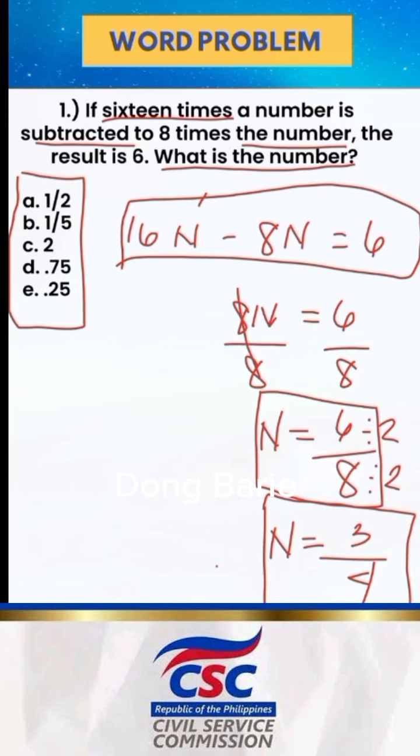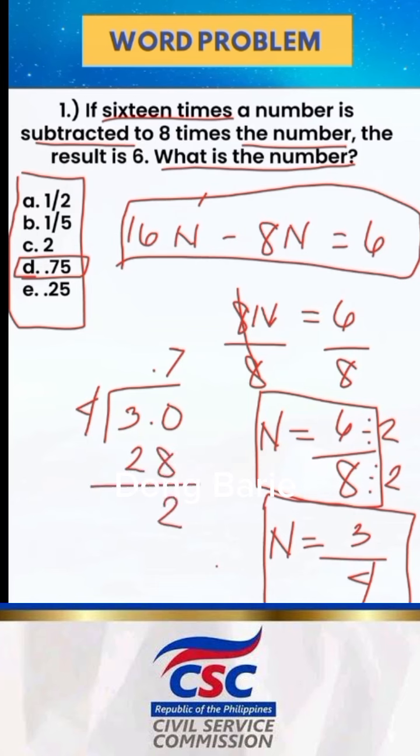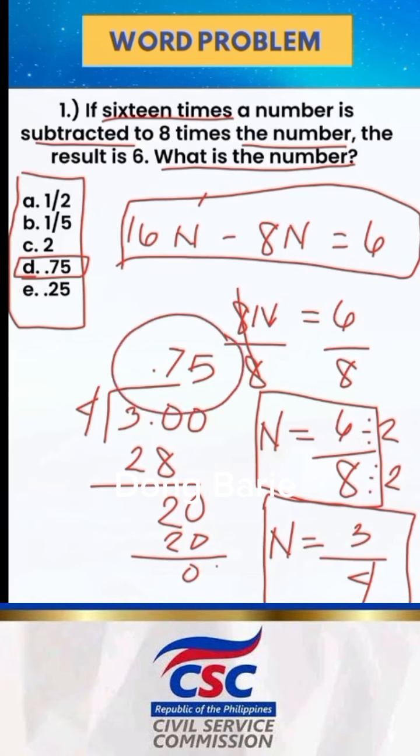But pag sinabing 3/4, automatically 0.75 yan. Okay, pero pag hindi pa rin po ninyo makuha, divide lang po natin yung 3 sa 4. So 3 divided by 4. So 0 dyan, naglagay tayo ng decimal. 30 divided by 4 is 7. 7 times 4 is 28. Okay, so 2, lagay tayo ng 0 dito. 20 divided by 4 is 5. 5 times 4 is 20. So 20 minus 20 is 0. Therefore, the answer is 0.75, letter D.